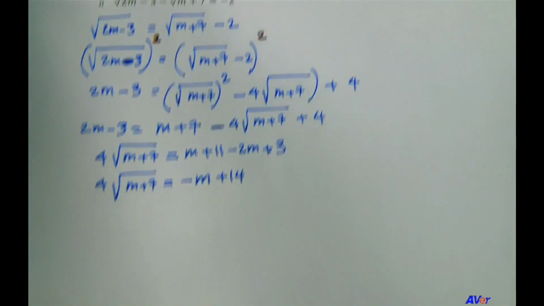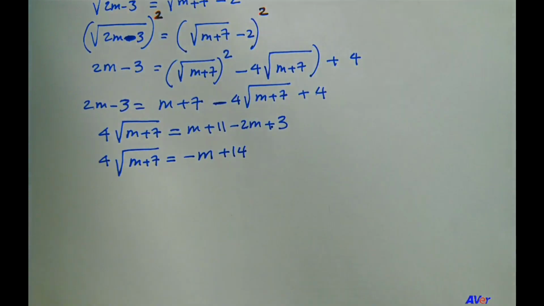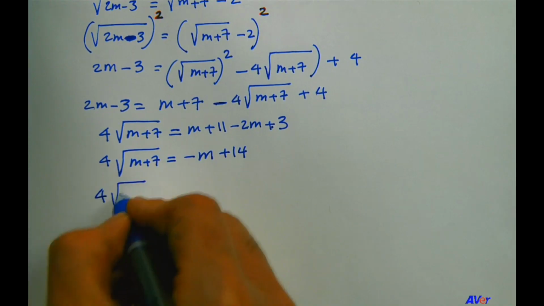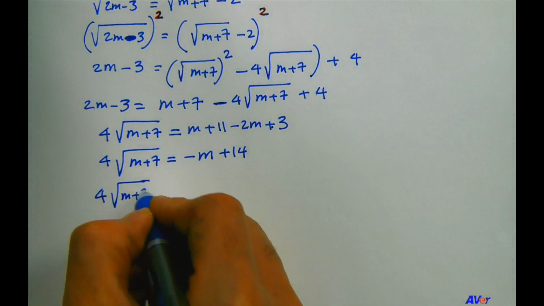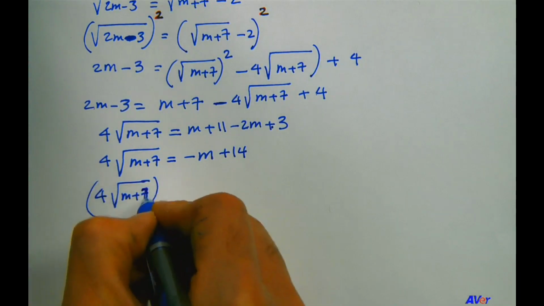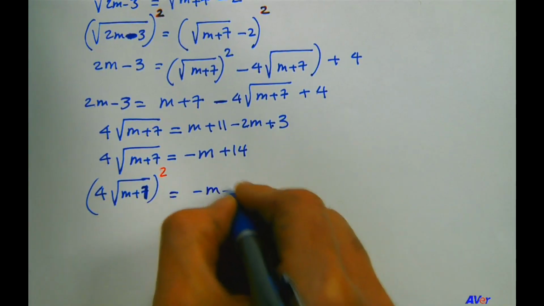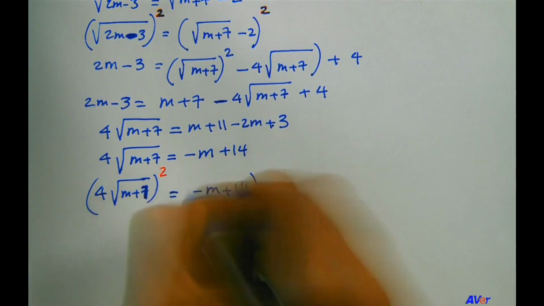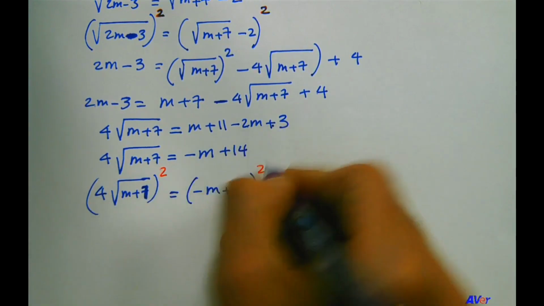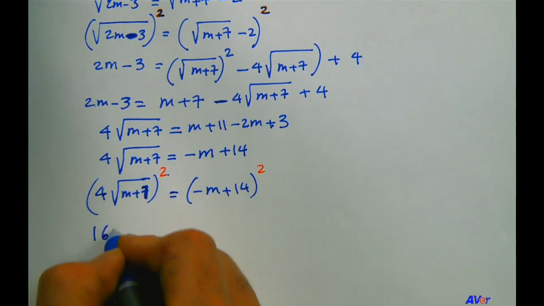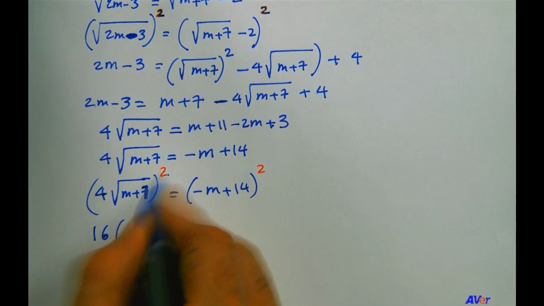Okay? So now what do we do? Well, we raise both sides to the second power. 4 times the square root of m plus 7, squared, equals minus m plus 14, squared. So on the left, 4 squared is 16, times the square root of m plus 7 squared, which is just m plus 7.